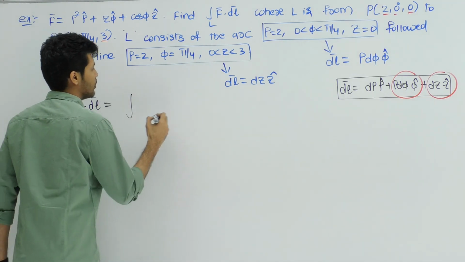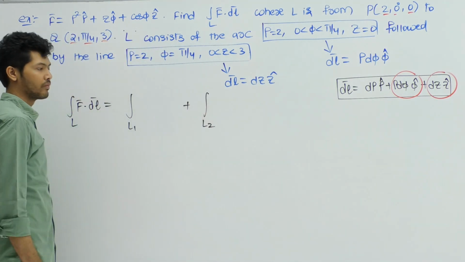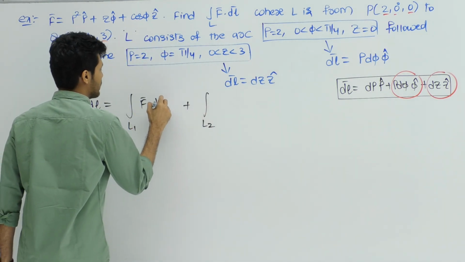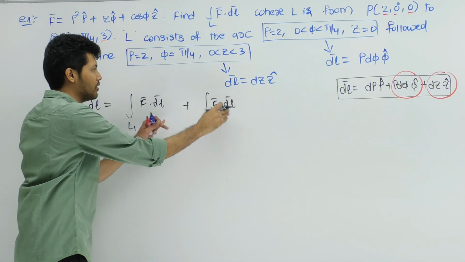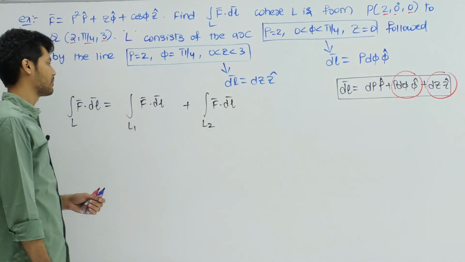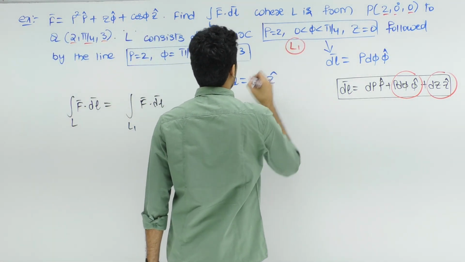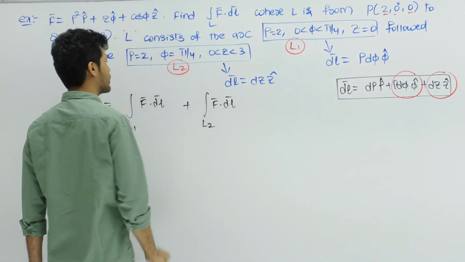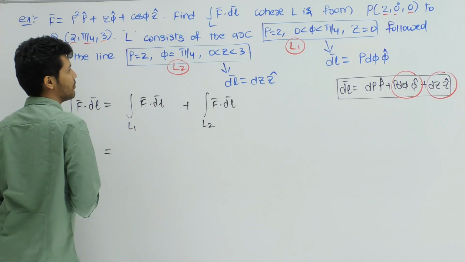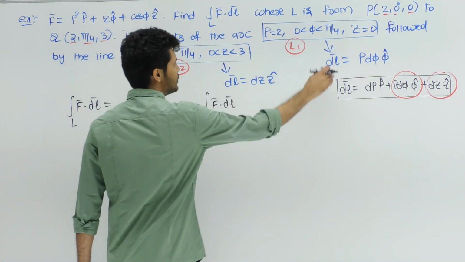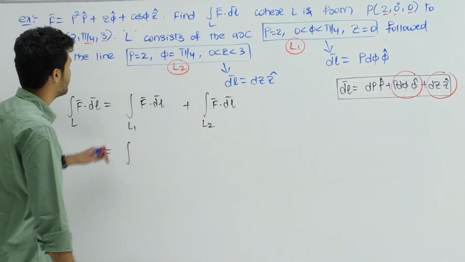This can be written as two line integrals, okay? Let me call this L1 and this L2. In both the cases, we have f bar dot dl bar, but the dl bars in both the cases have been changed for us, okay? L1 corresponds to this path, and we can call this other path L2. So what is f bar dot dl bar now? We can call this the first differential length vector in the first path.